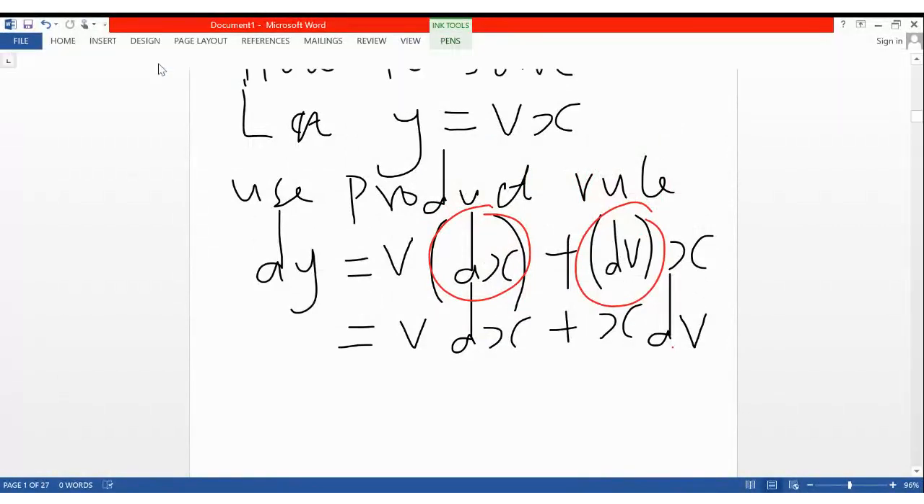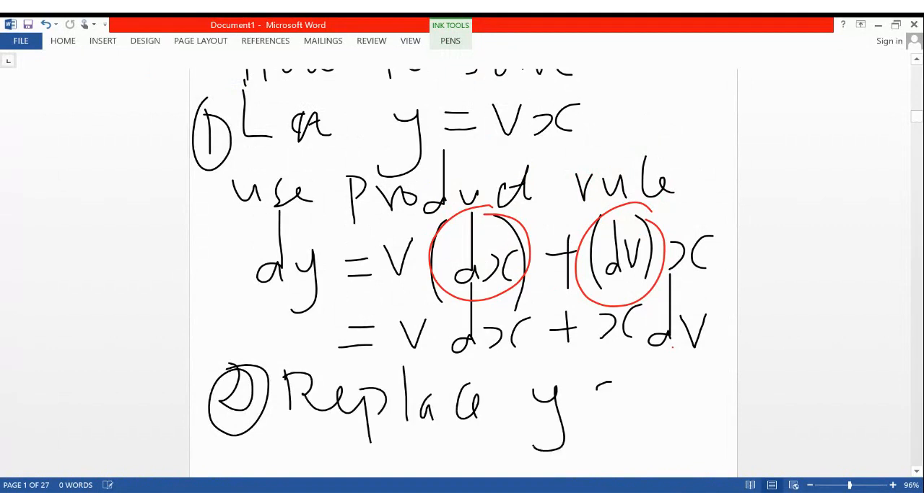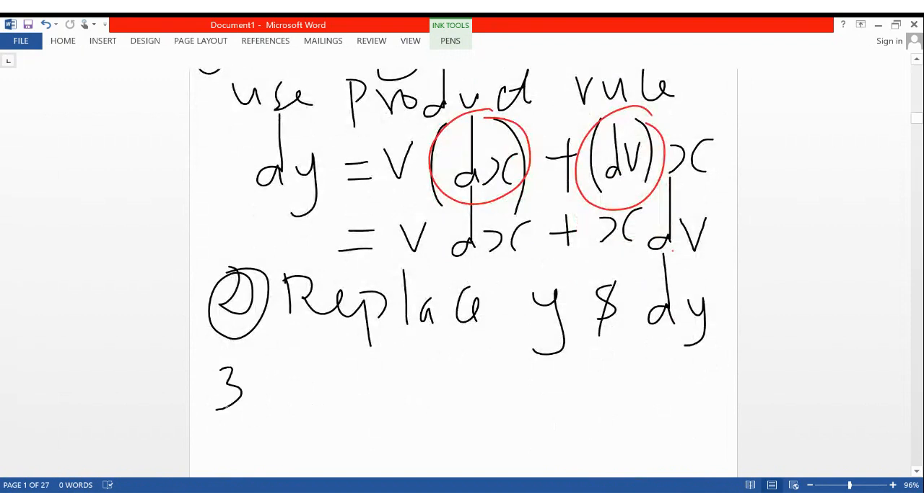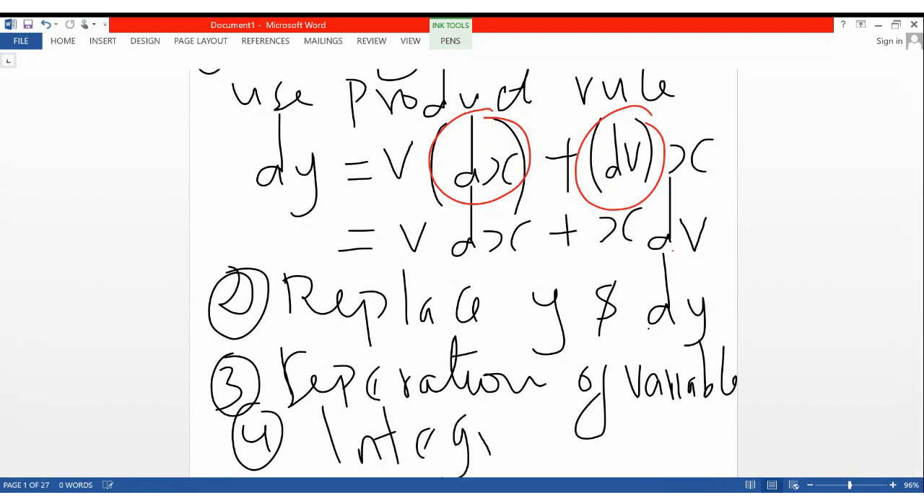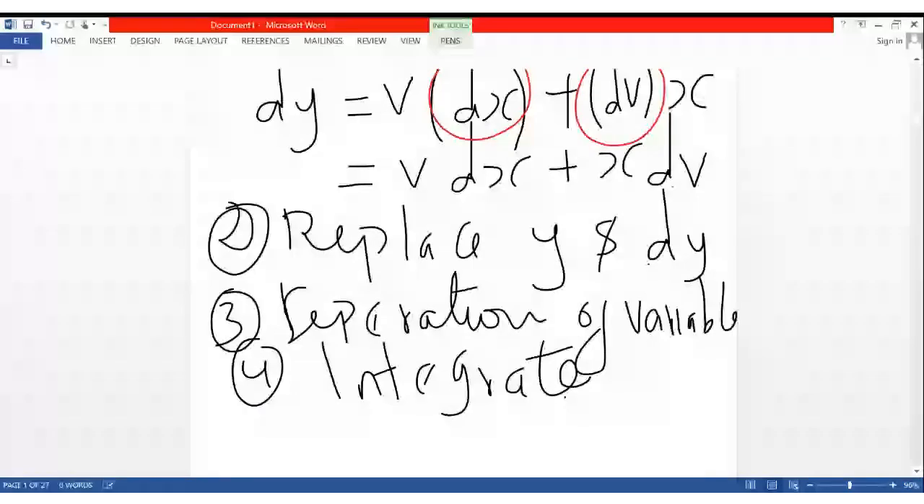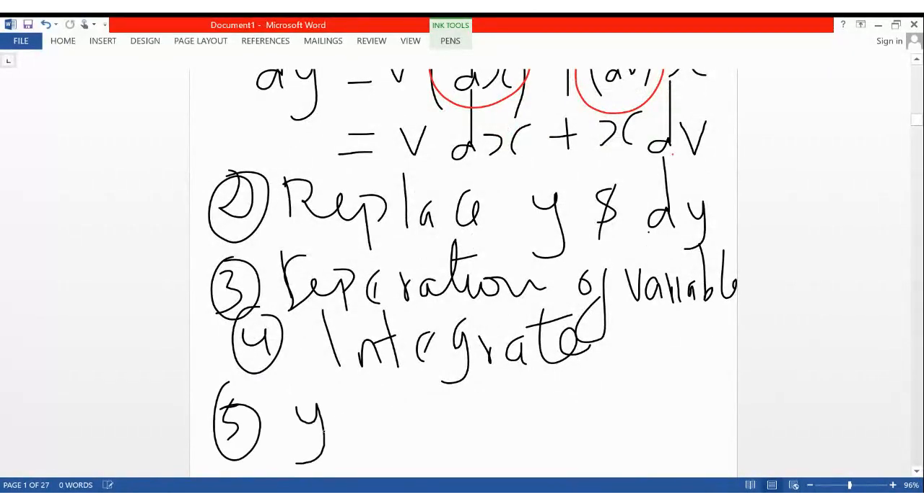vx. Step number 2, after we replace the y and dy, basically we replace the y and the dy with what we have there. Then after that we shall do separation of variables. We learned this one last time. We do separation of variables, it's just the integration. Then we integrate, and finally, the final step, since y is equal to vx, we shall replace back the v.